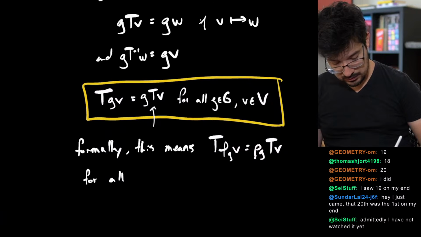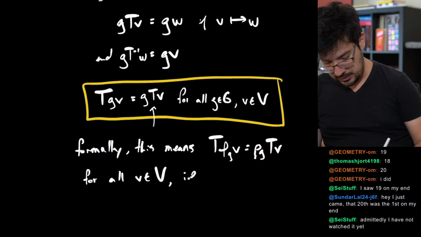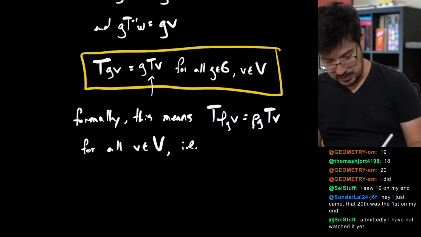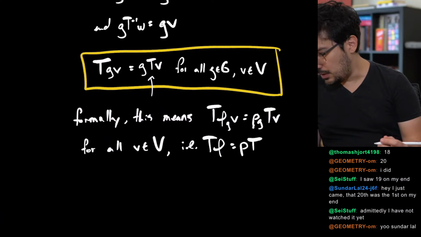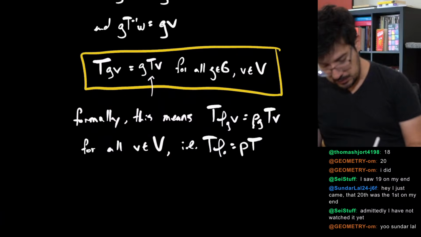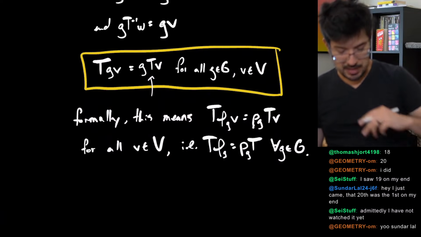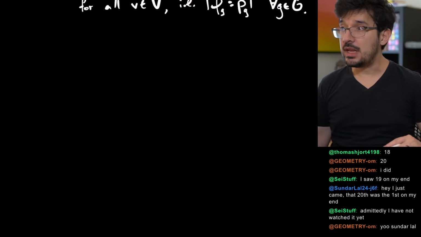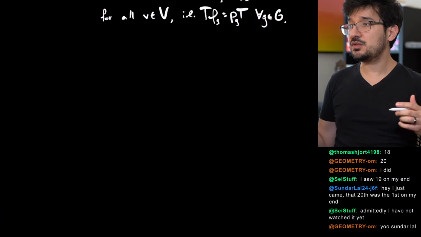For all vectors, in essence, T phi equals rho T for all group elements. Okay? Now we can write the formal definition, which I think is pretty much the same as what I just wrote.